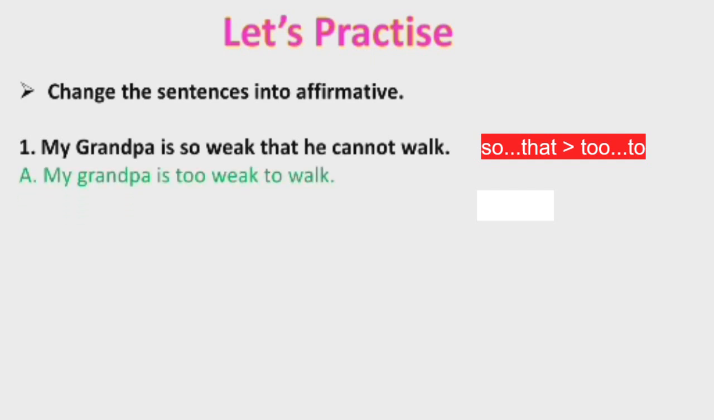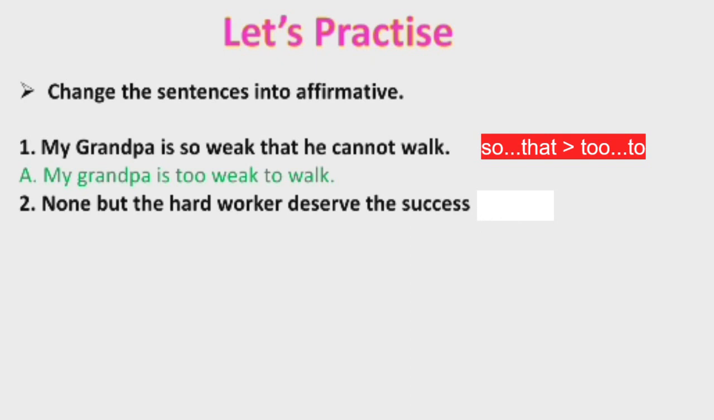So here the meaning is the same. So using the "too... to" pattern, we have converted this sentence into affirmative. Now second sentence, none but the hard worker deserve the success. Here the word "none" shows negativity, which we will have to remove. "None but" will be replaced with "only", that we have seen in the rule. So only the hard worker deserves success. That means none other but the hard worker deserves the success.